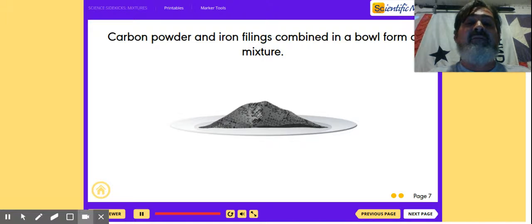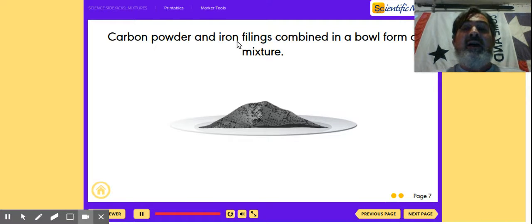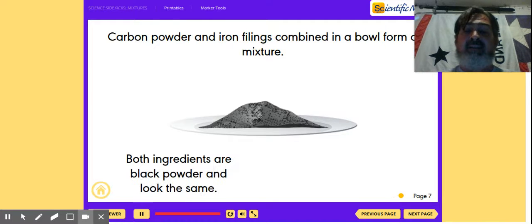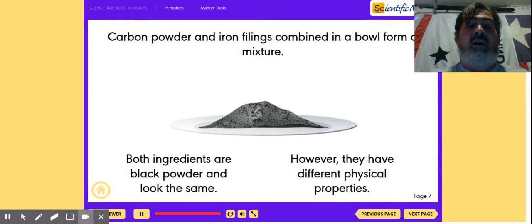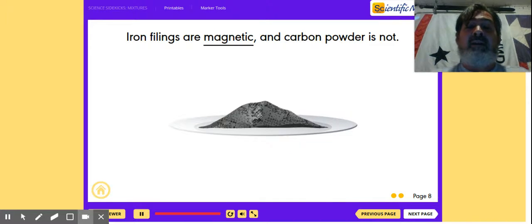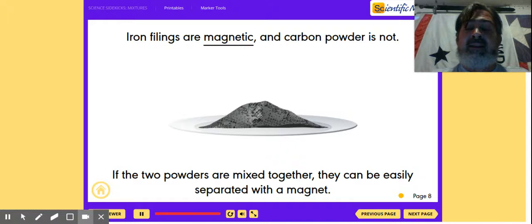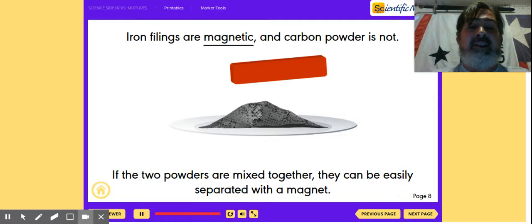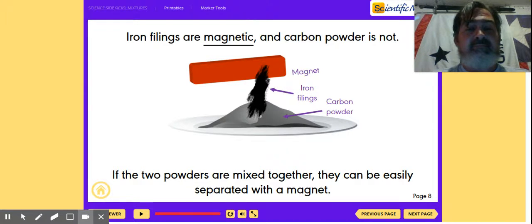Carbon powder and iron filings combined in a bowl form a mixture, but the iron filings are magnetic and the carbon powder is not magnetic. So both ingredients are black powder and they both look the same, but they're not the same. They have different physical properties. One of them is magnetic and one is not. If the two powders are mixed together, they can easily be separated with a magnet. Carbon powder will stay behind. The iron filings will be attracted to the magnet.